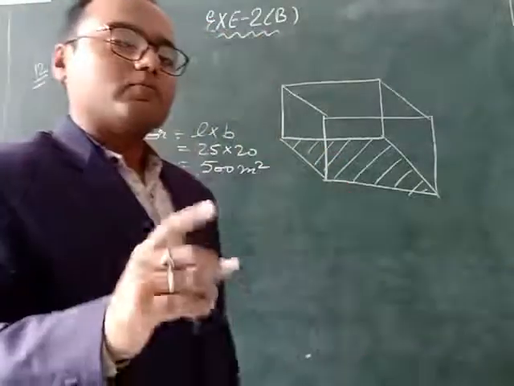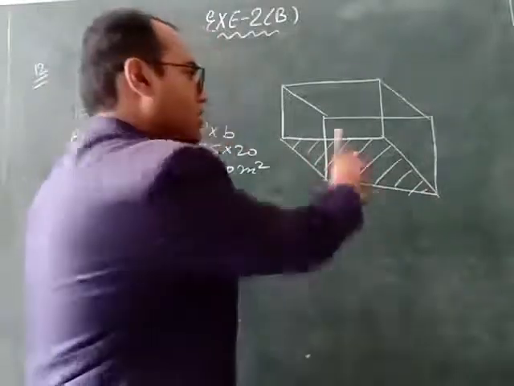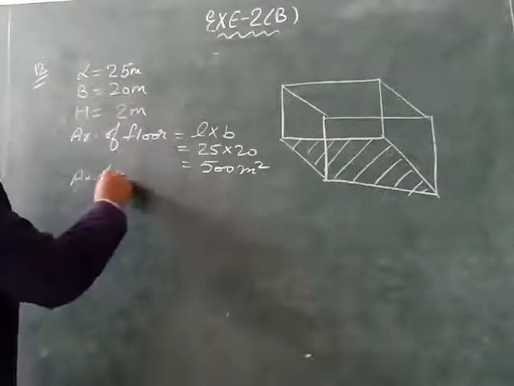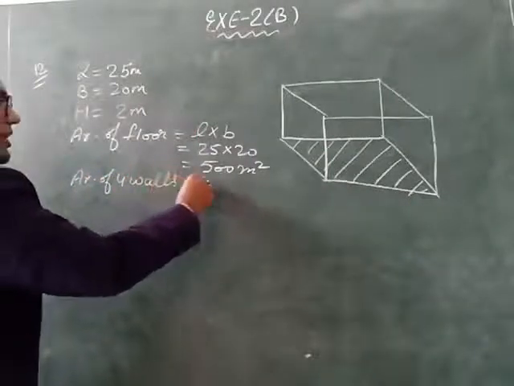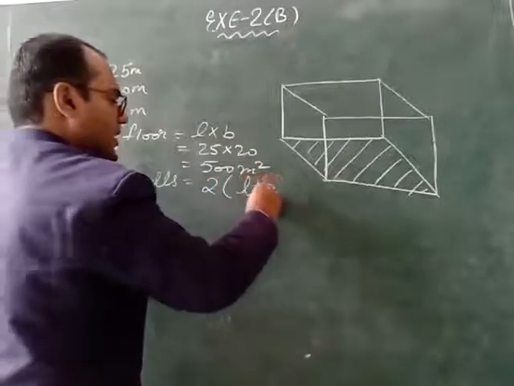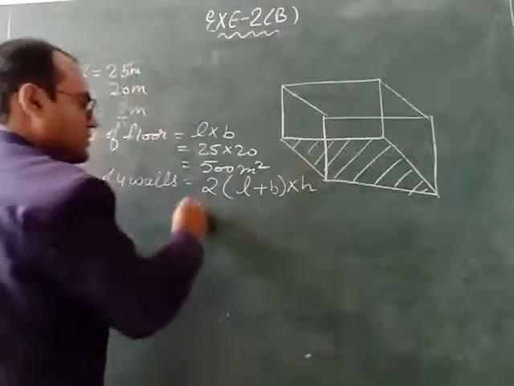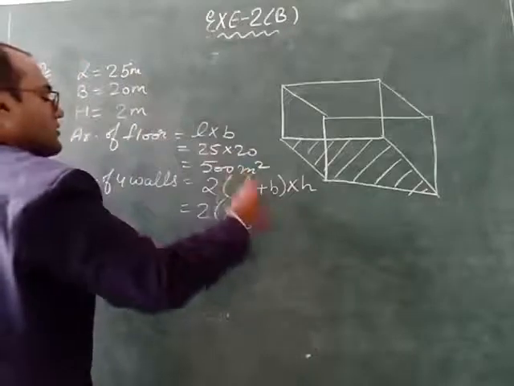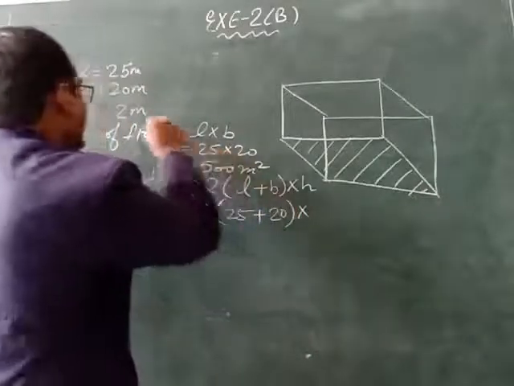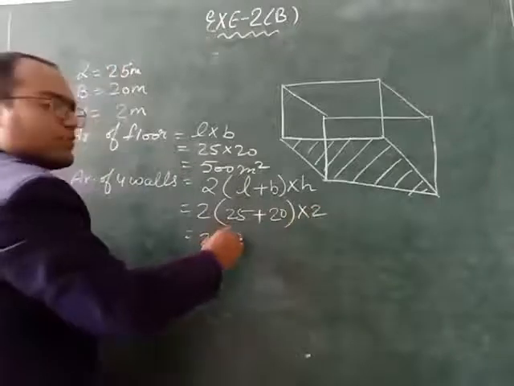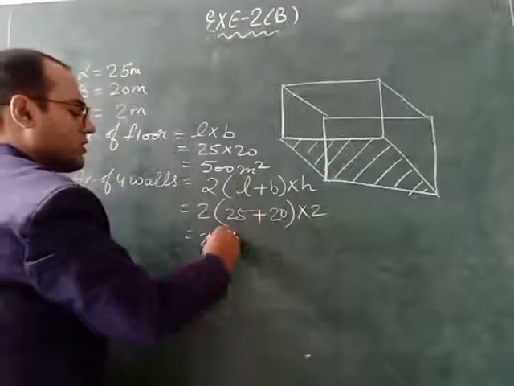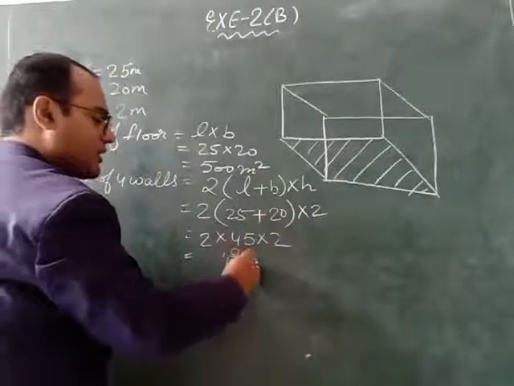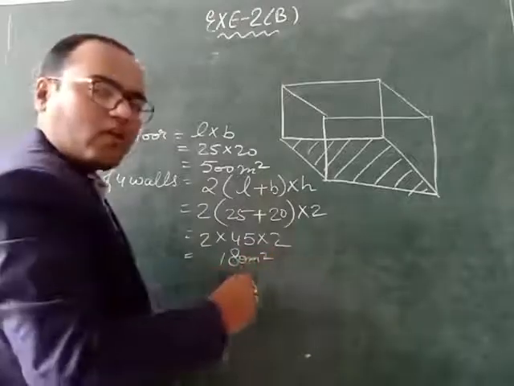Now we have to put cement on the 4 walls also, all around. So in order to find the area of the 4 walls, you have to learn one formula. Formula for area of 4 walls is 2 bracket L plus B bracket close multiply H. 2 bracket length 25 plus breadth 20 bracket close multiply H, which is 2. Now first of all we will solve this bracket. 25 plus 20 will be 45 into 2. 45 twos are 90, 90 twos are 180 meter square. So this is the area of the 4 walls.